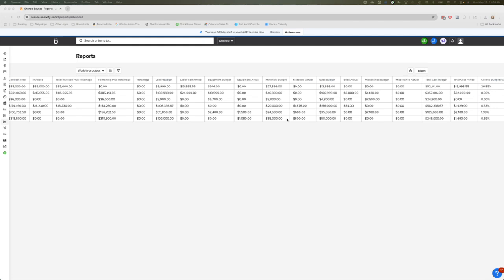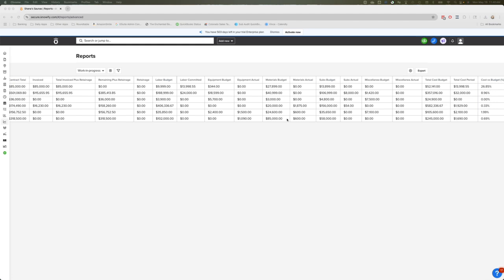These are the categories that we recommend for using in your cost of goods sold on your chart of accounts in QuickBooks. We recommend setting up a cost of goods sold account for direct labor, a cost of goods sold account for materials, one for subcontractors, one for equipment, and one for other job costs. That way we can directly match up actuals for materials, equipment, subs, and what Knowify calls miscellaneous.